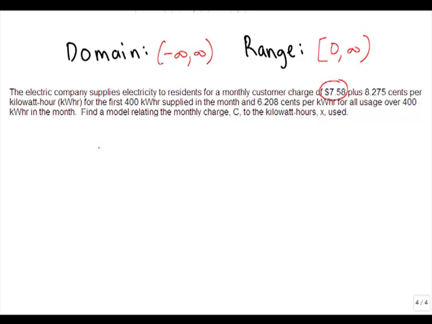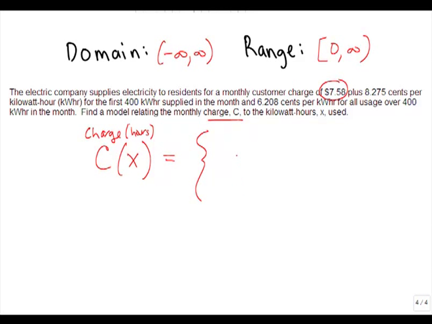Now we're trying to find a function of the charge C, and I'm going to write this in function notation. It's the charge as a function of the number of hours being used. So how many hours of electricity each household is using. So it's a cost function essentially. So C of x. Now we have two different scenarios. So this is going to be a piecewise function.